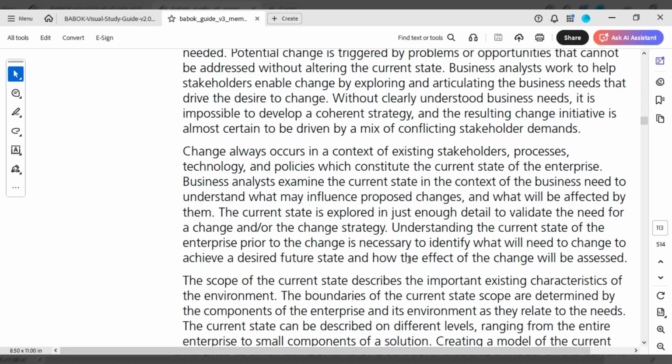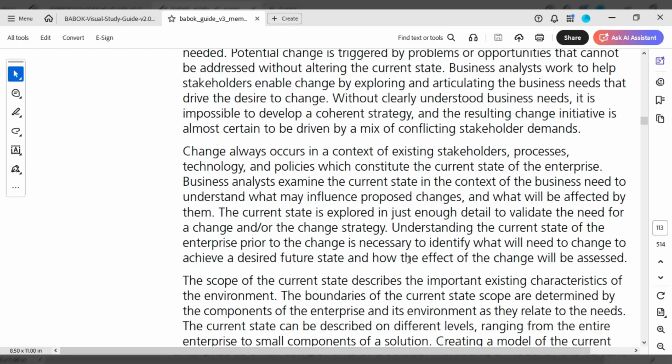So you as a business analyst, they throw you into this ocean, or into this sea of existing stakeholders, processes, technology, policies. Now, what is your job? Your job is to look at it. Your job is to also weigh whatever is being brought in, whatever change is coming, and how it will impact or affect all this process. So you are working with what the stakeholder has currently.